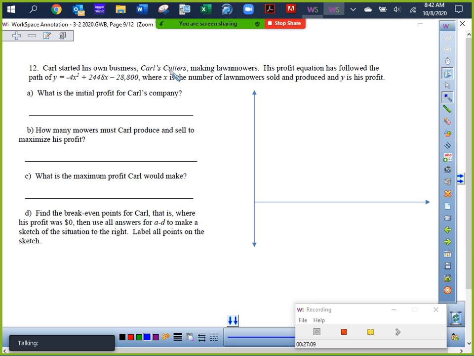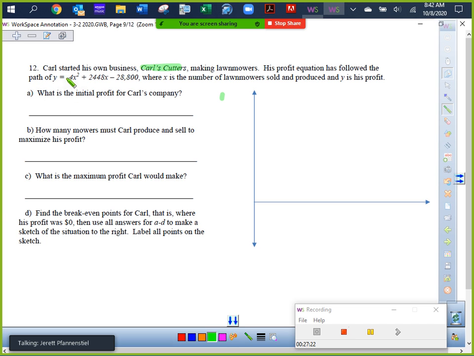Carl started his own business. Oh, Carl's Cutters. I hope you find enjoyment in all the creative names I came up with for all these people's businesses. So, Carl's Cutters. Guess what Carl sells at Carl's Cutters? Lawnmowers. How creative.